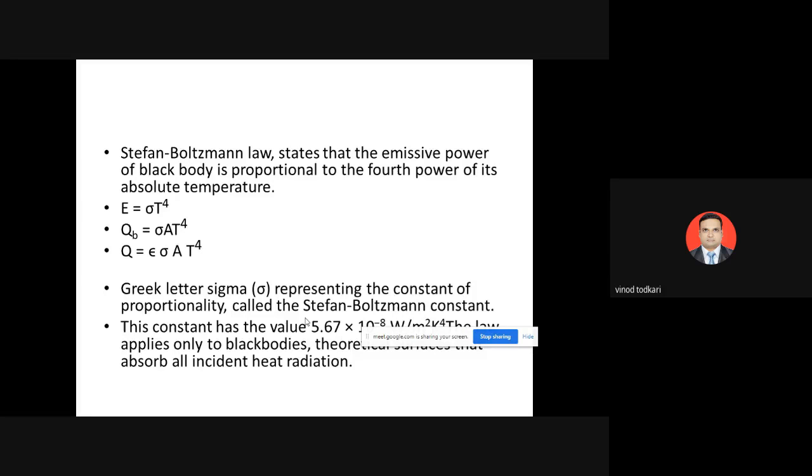If I want to apply the equation to any general body, I have to take emissivity into consideration, which we'll discuss later in this lecture, after 5 minutes. For general bodies, the equation is Q is equal to epsilon sigma A T raised to 4. If you want to calculate heat transfer between two bodies at temperatures T1 and T2, the final equation will be Q is equal to epsilon sigma A (T1 raised to 4 minus T2 raised to 4), where T1 is the absolute temperature of the first body and T2 is the absolute temperature of the second body.